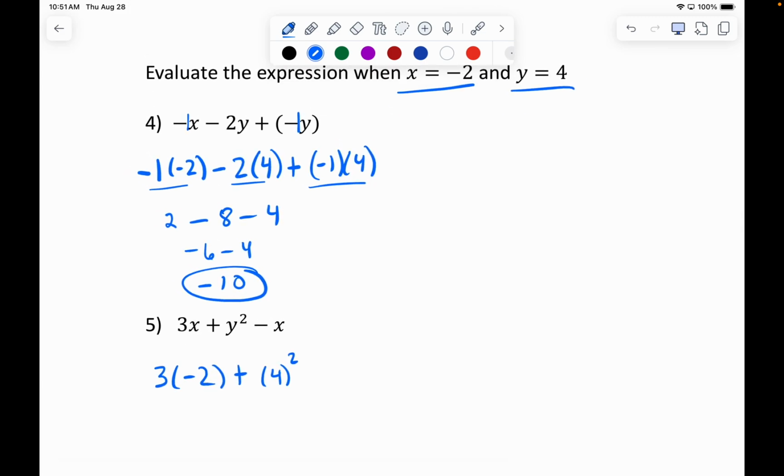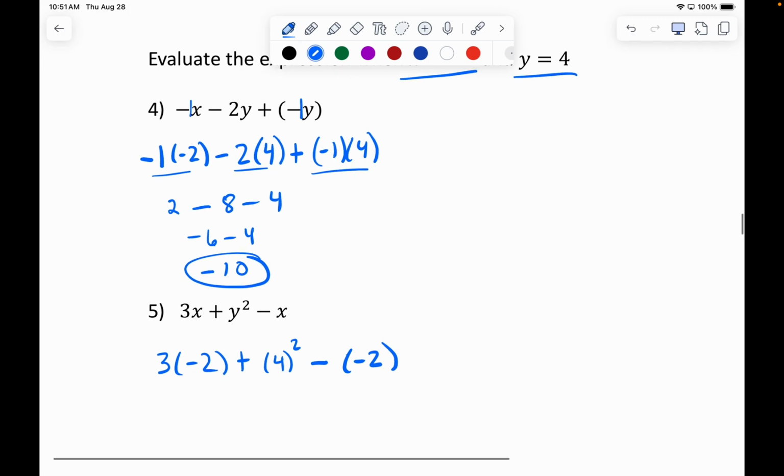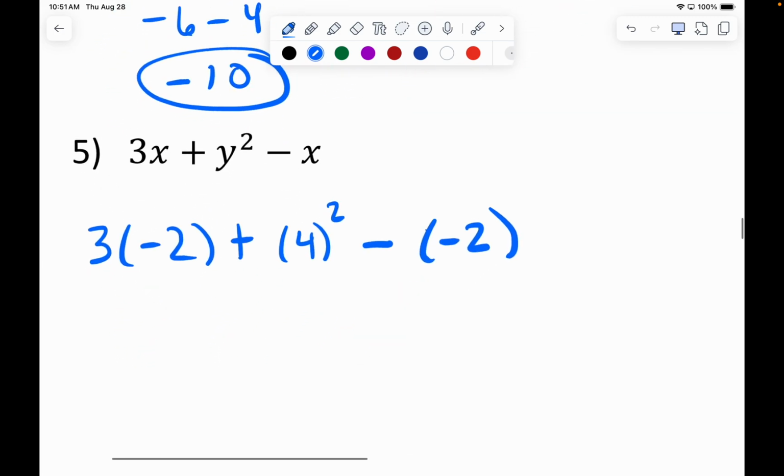Now, the last part says minus x. Again, got to be very careful here. Minus, and then x is -2. The only reason I put that -2 in parentheses, just in case you're not sure why, is because I just don't want to get that negative and minus sign messed up and then have trouble with that. Okay, so here's my problem.